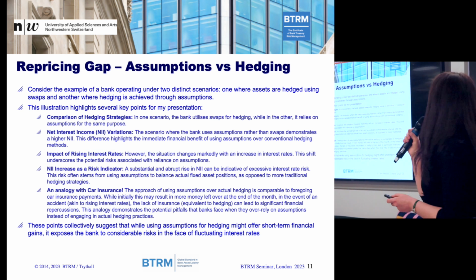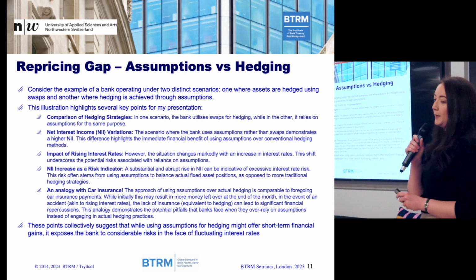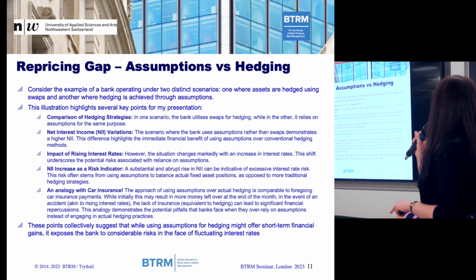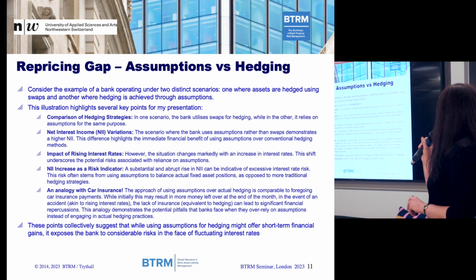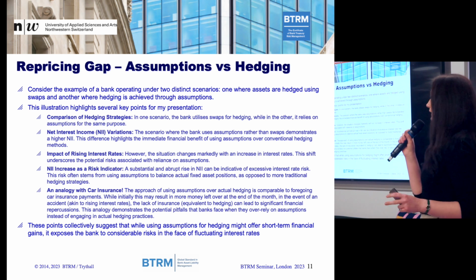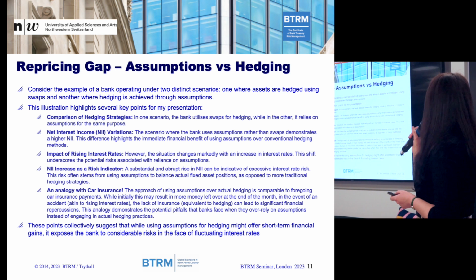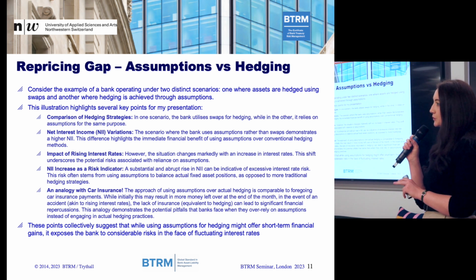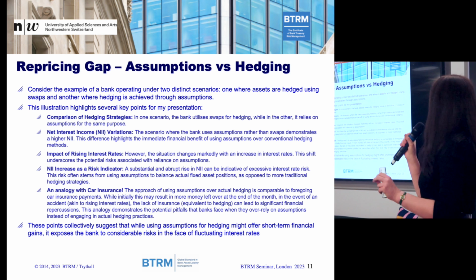So in this slide I'm talking about where you've used assumptions versus where you've used hedging. In the first scenario, we're talking about the same bank but under two different scenarios. One, the bank has used hedging to hedge their fixed assets, and the other one, the bank has taken their current accounts and spread them but not done any hedging. So you'll see in the following slides that there's a change in the net interest income between if you use that current account spreading assumption compared to if you actually execute some swaps.